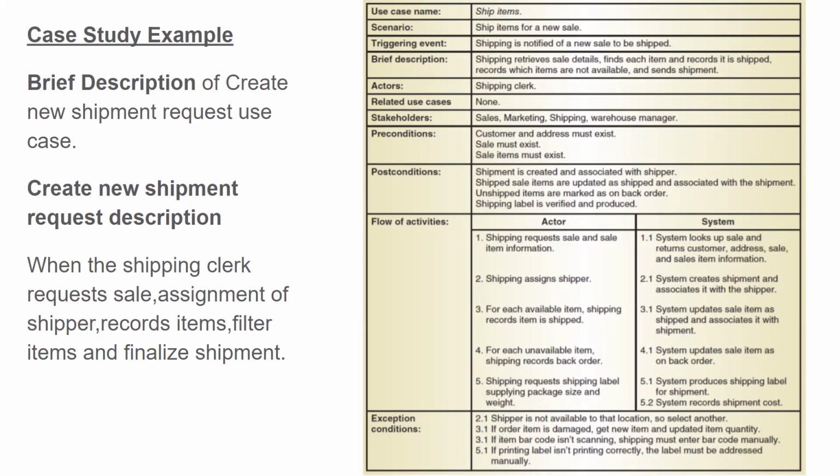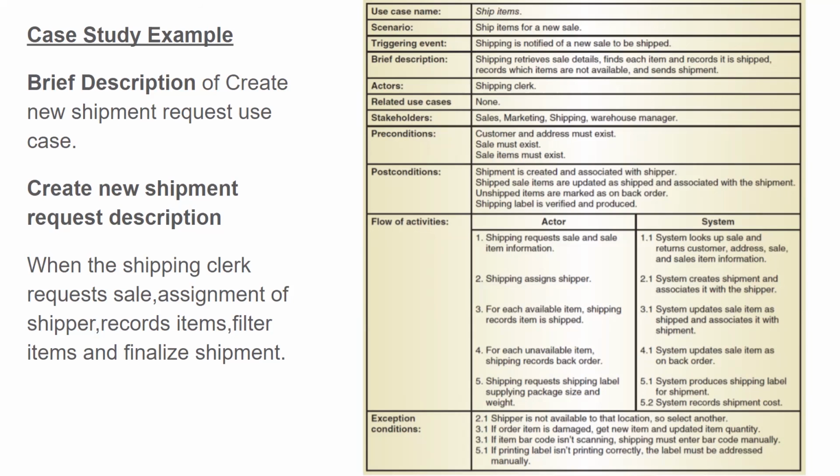Another one would be if the item barcode isn't scanning, shipping must enter the barcode manually. If the label isn't printing correctly, the label must be addressed manually. So basically these are unavoidable issues. That's why it's stated under exception conditions. So this is what will obstruct the flow of the activities if it doesn't go as planned. These are just an extension basically to the flow activities.